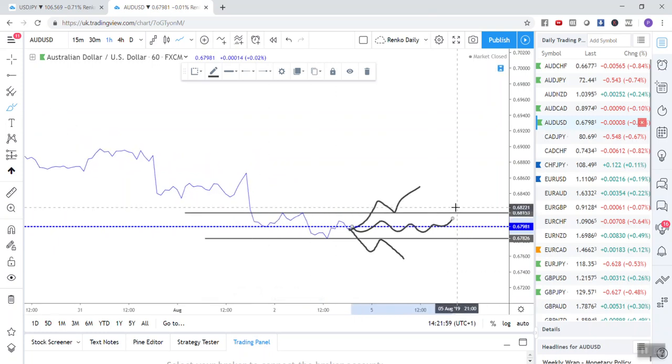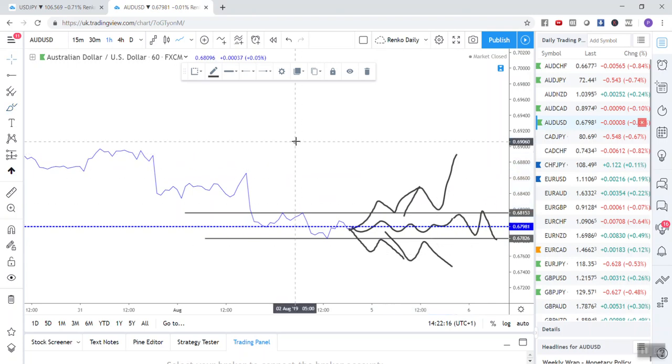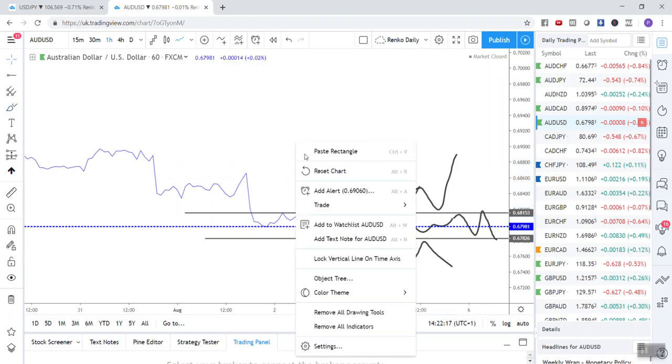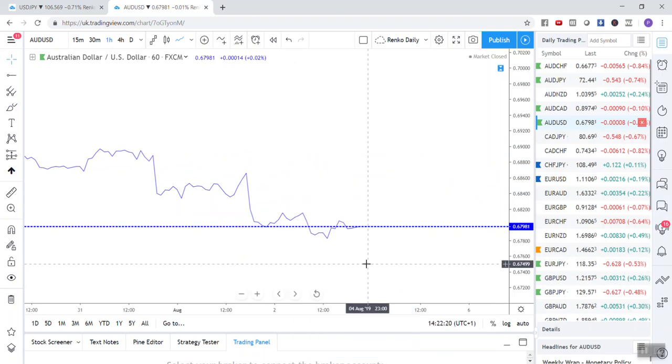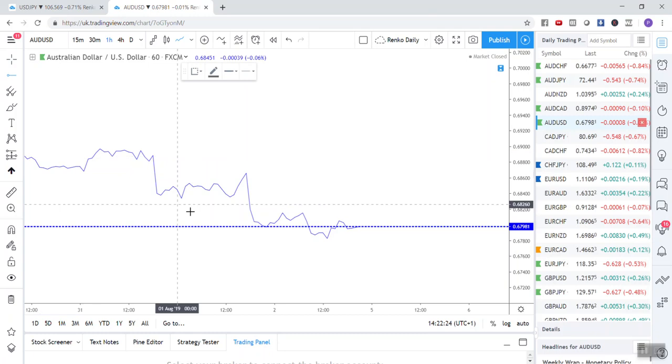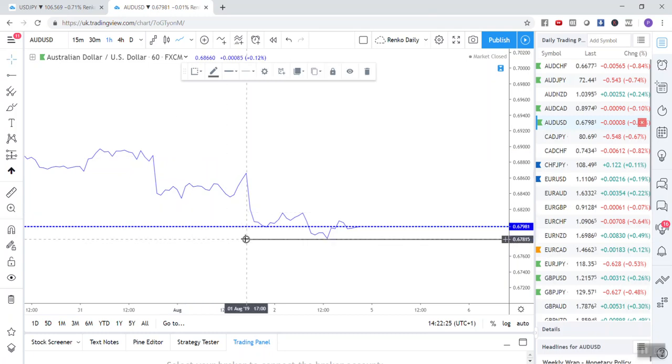Some people, they will trade the bounces off inside the zone. Personally, I like to see a break of the zone and then a retest and then a continuation, either up or down. You see how simple this is? Guys, it doesn't have to be as difficult as people make it out to be. So let's just mark that area again.